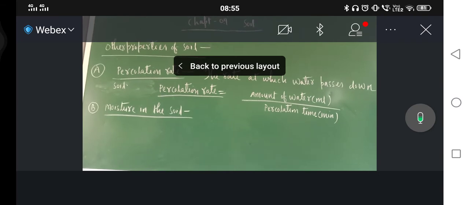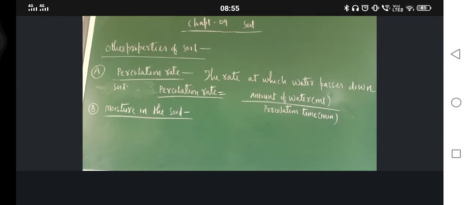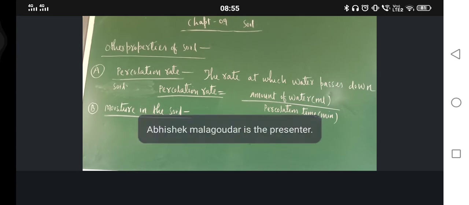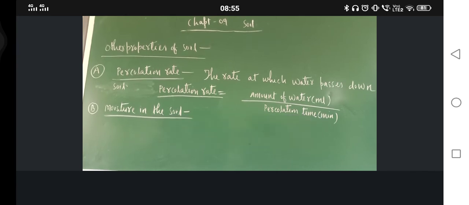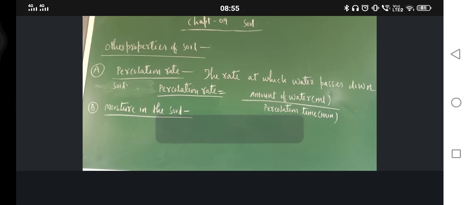Now collect some amount of water and pour it on that tin, and observe how easily the water is going down, passing down. That will be the percolation rate. I hope that you are understanding. Once again, I will explain what you should do. Very simple thing is there.